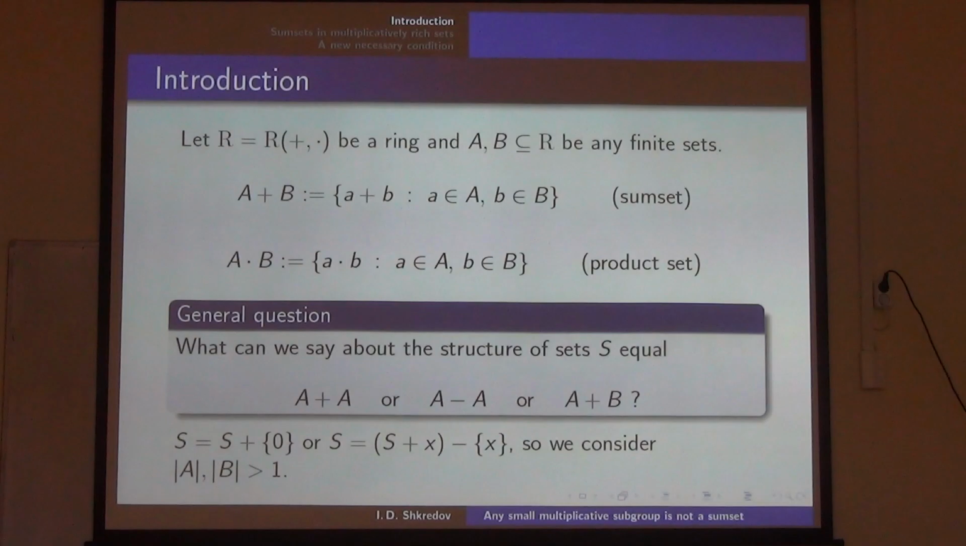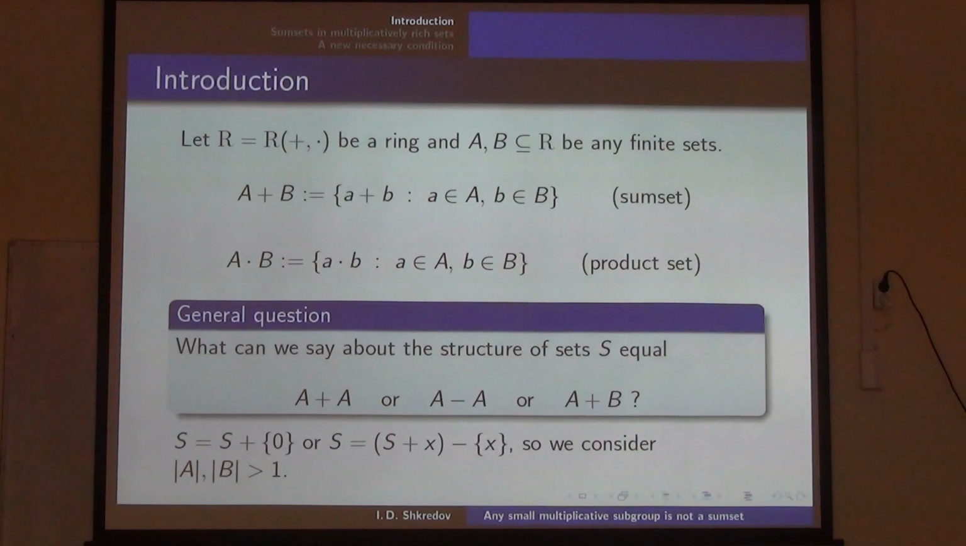So my question is the following: what can we say about sets which are sumsets, with different sets A and B, or maybe even with equal A and A here and here? Of course it's a very specific family of sets, sumsets or product sets. They must have some very unusual properties, and my question is how to separate an arbitrary set from a sumset. That's a basic question. I should say that trivially any set is a sumset, because I can write any set S as S plus 0, or more generally S equals S plus x minus x. So below we consider the situation when A and B are sets of size strictly greater than 1.